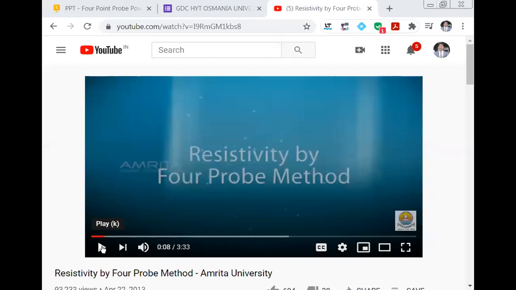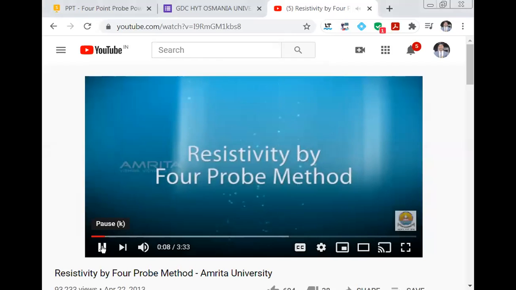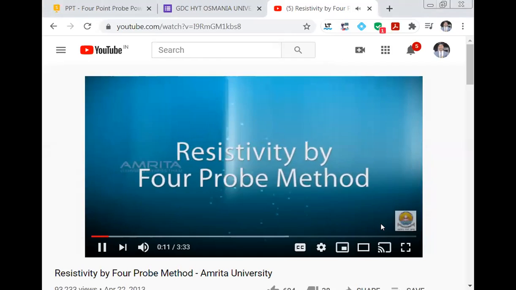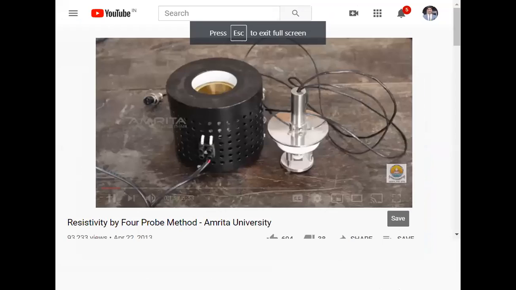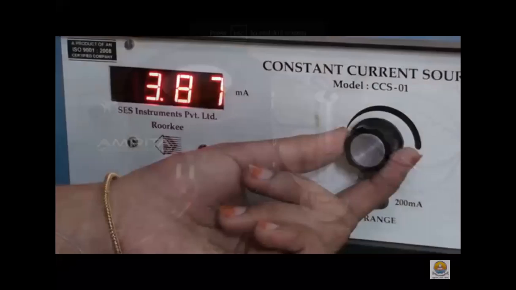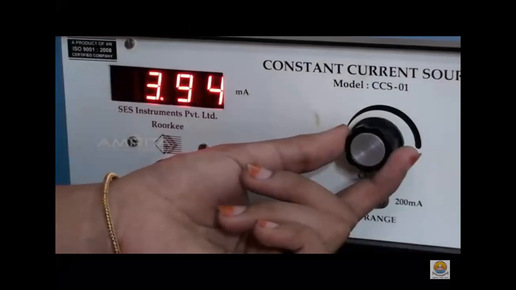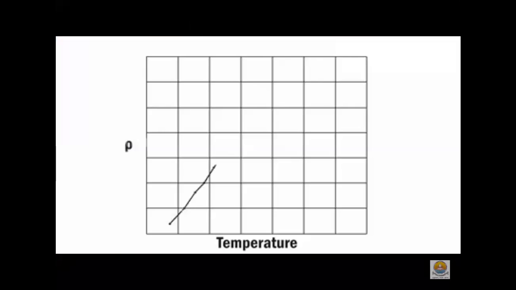So can we watch the four probe method? Resistivity by four probe method. Are you able to see that? Yes, sir. Resistivity of a semiconductor at different temperatures, to plot the variation of resistivity with temperature.